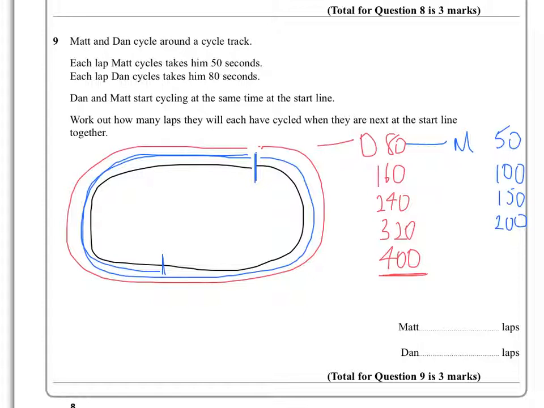And if you think now, Matt took 4 laps to get to 200, he'd take another 4 laps, and he would obviously be at 400. So that means that to get to that 400, Matt will have done 8 laps. Dan will have done 5 laps.